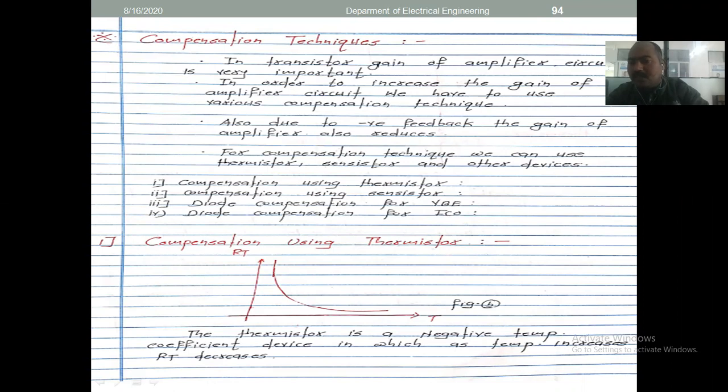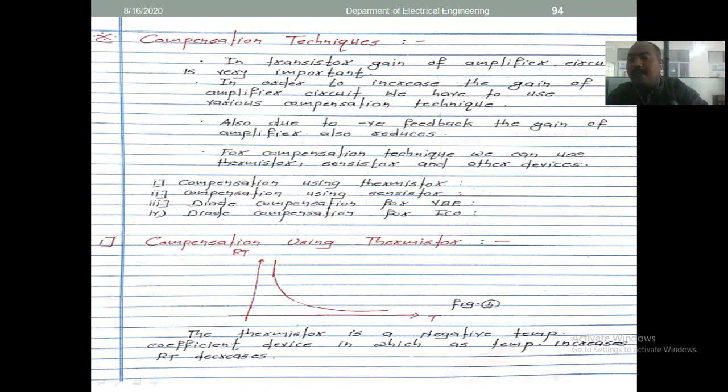See, in the compensation technique we have to use, there should be negative feedback. Negative feedback indicates that it reduces the gain of the transistor, right? So we are working on increasing the gain of the transistor, but due to some reason negative feedback comes with respect to your transistor, and it reduces the gain. So we have to avoid the negative feedback. That's why we use different compensation techniques for your transistor to increase the gain, right? So see, there are different elements such as your thermistor.